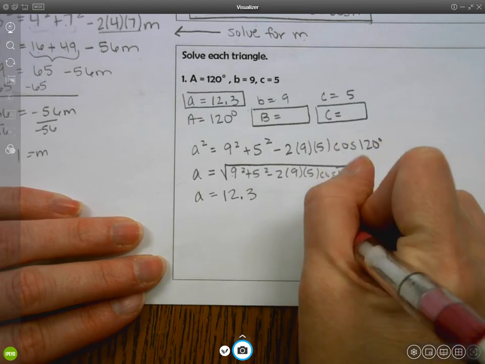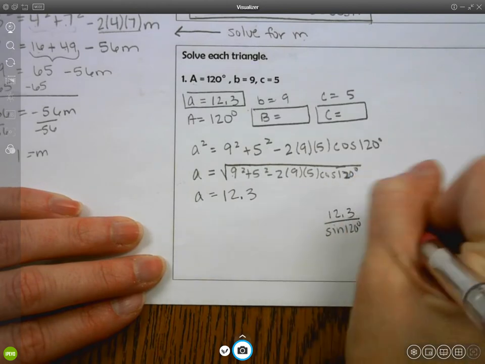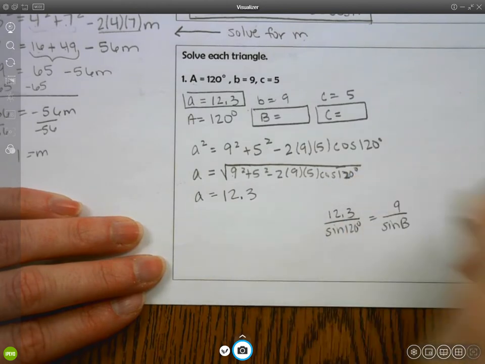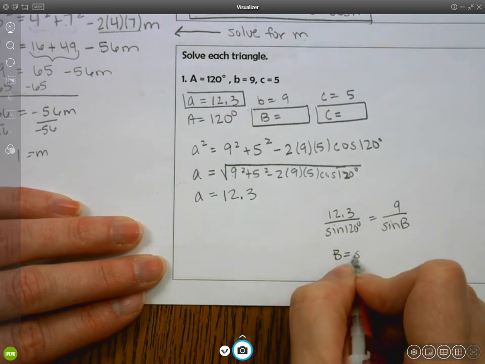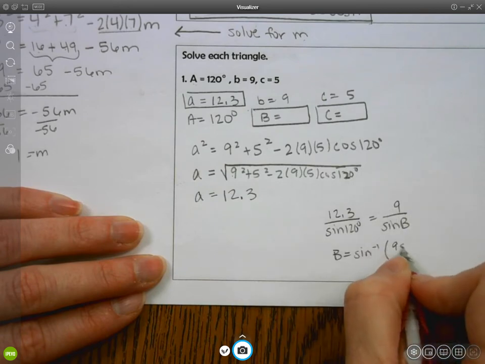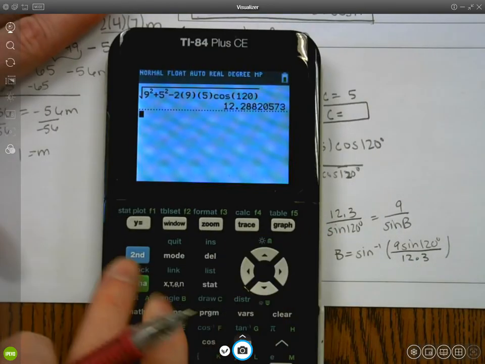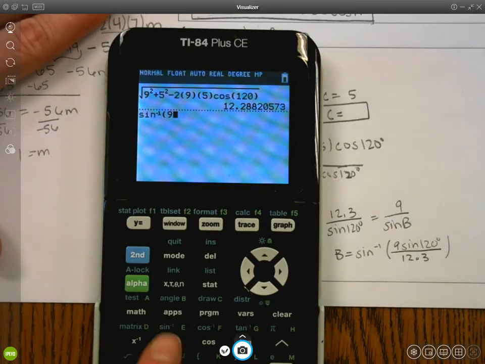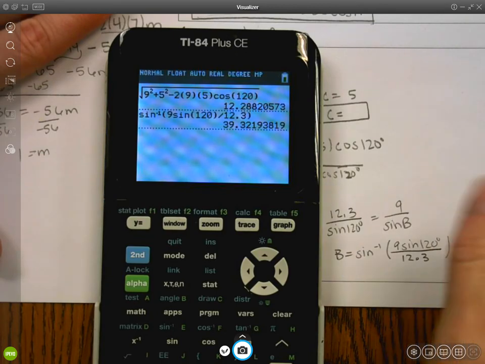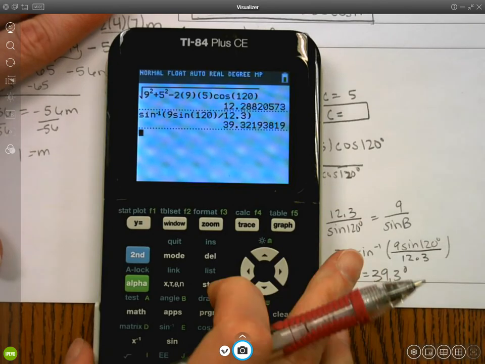So we're going to set up that we want 12.3 over the sine of 120 equal to 9 over the sine of B. We're solving for an angle, so we're going to inverse sine and then cross multiply and divide. So 9 sine 120 over 12.3. All right, so in the calculator, we do second sine, 9 sine 120, divide by 12.3, and we get that angle B is 39.3 degrees.